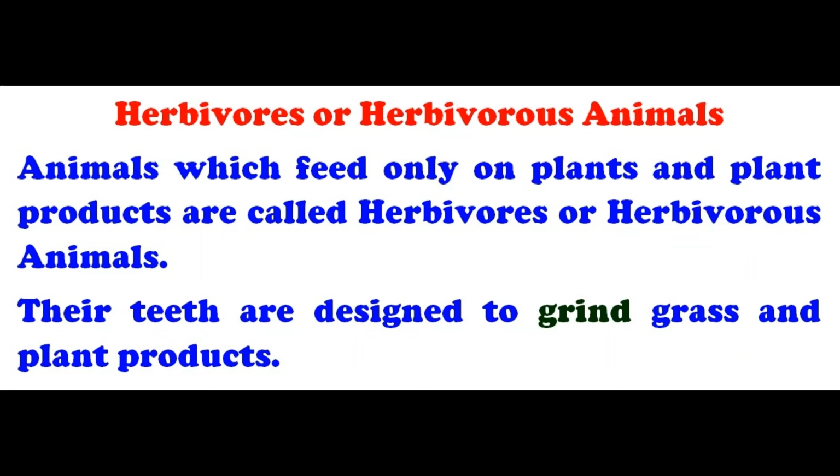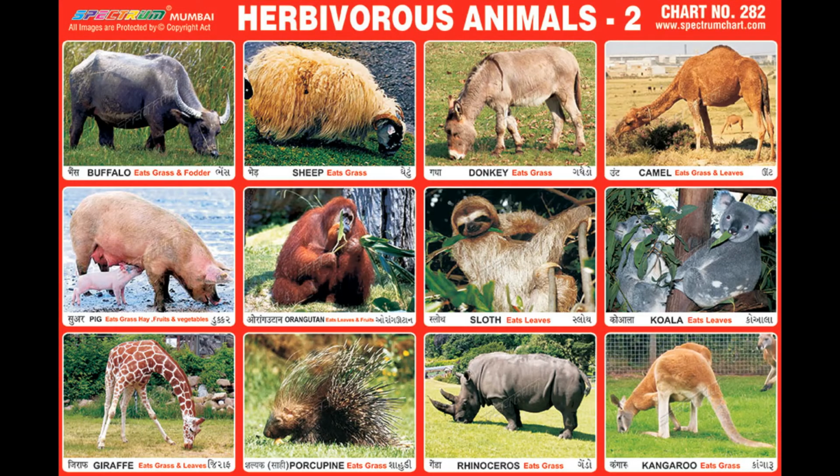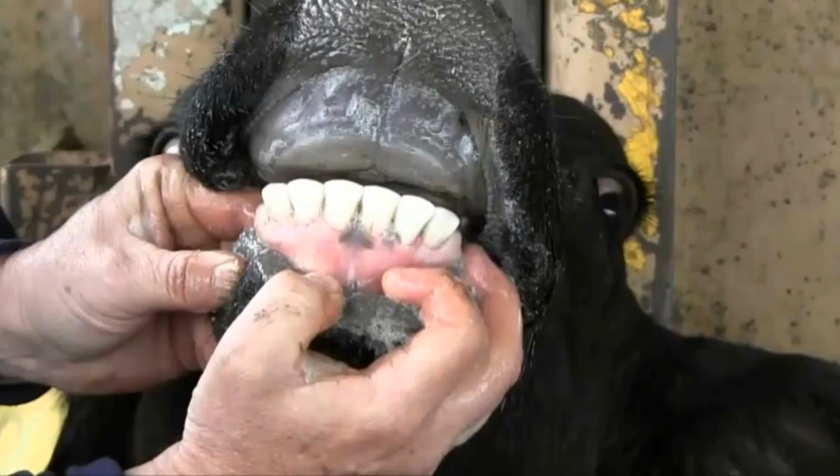Like human beings, we can also categorize animals according to the food and eating habits. We classify animals according to food and eating habits into three categories. Number one, herbivores or herbivorous animals. Animals which feed only on plants and plant products are called herbivores or herbivorous animals. Common herbivorous animals: cows, goats, buffalo, horse, sheep, this you have seen. And please note that the teeth of the herbivores are specially designed to grind grass and plant products.